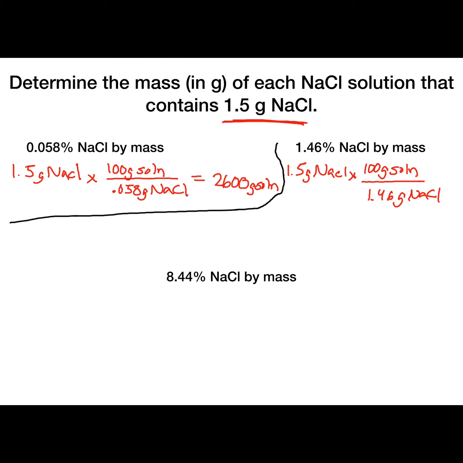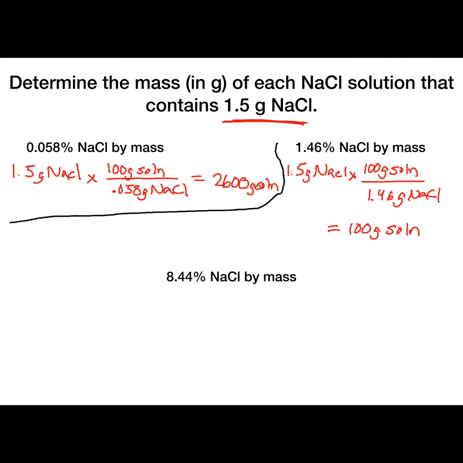Now our answer is going to be, again, in 2 sig figs. So when we do 1.5 times 100 divided by 1.46, and we take into account our 2 sig figs for our final answer, our answer is going to be 100 grams of solution.